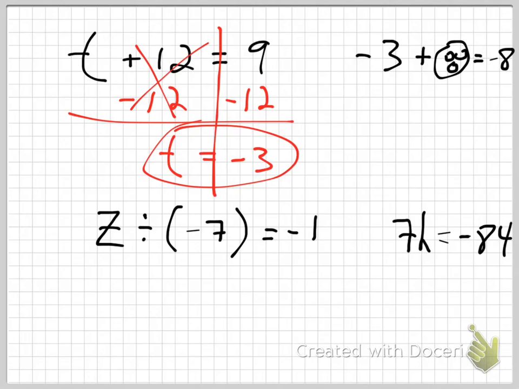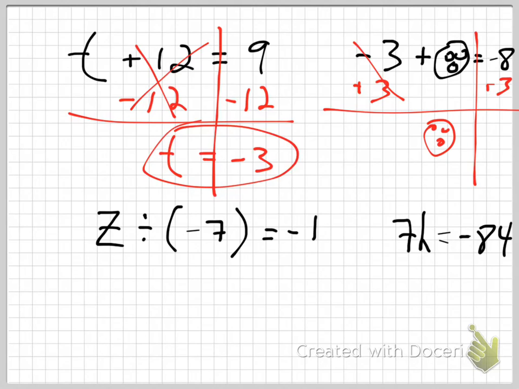The next one down here. Negative 3 plus the variable equals negative 8. The variable is not happy. There's a negative 3 there. How do I get rid of that negative 3? Add 3. Add 3. The variable is what? What is negative 8 plus 3?